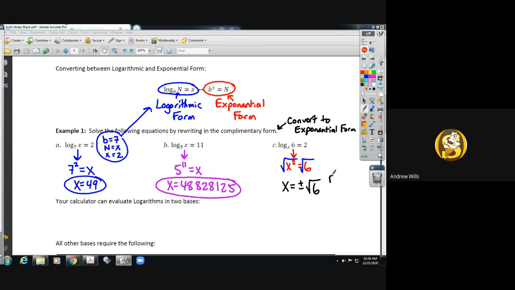Except, since x is our base in the original function, the base is not allowed to be negative, so we actually end up excluding the negative version, okay? So we end up excluding that, and our final answer is only the positive square root of 6. X is the positive square root of 6.